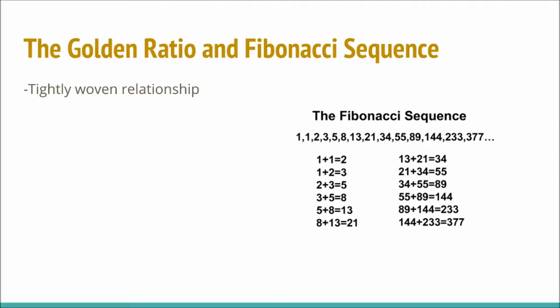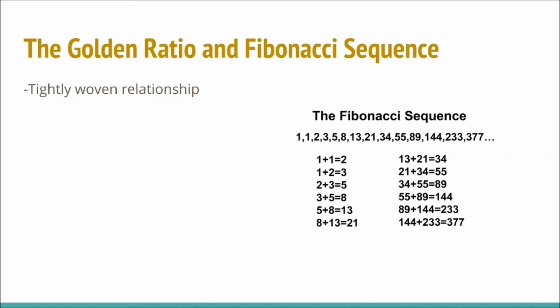The Fibonacci sequence has a very close relationship with the golden ratio. What is the Fibonacci sequence, you may ask? Well, the numbers in the sequence are equal to the sum of the two previous numbers. For example, the third number is 2 because the previous numbers are 1 and 1. The sum of 1 plus 1 equals 2.